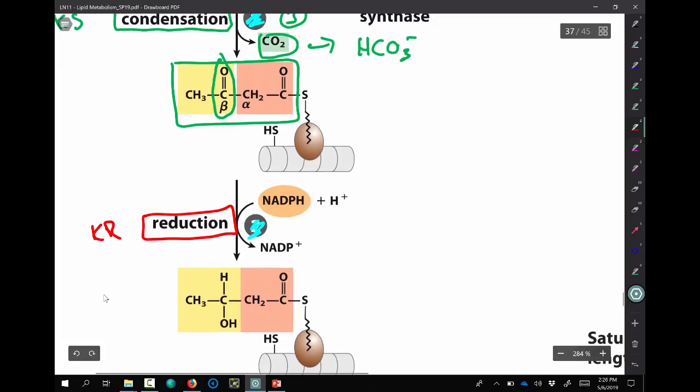And you'll notice here, that carbon, the beta carbon, there's a ketone up here, now it's an alcohol here. It's a reduction step, adding electrons to that carbon. NADPH is going to be used as the electron donor in this case. And you're left with this 4-carbon alcohol.